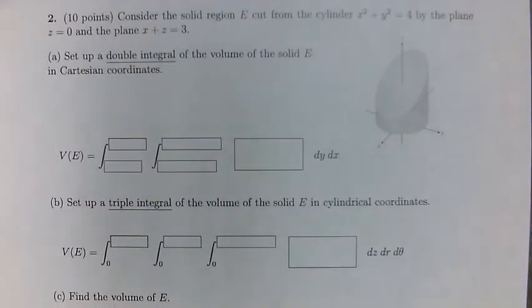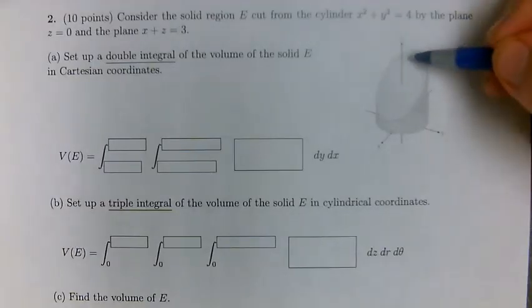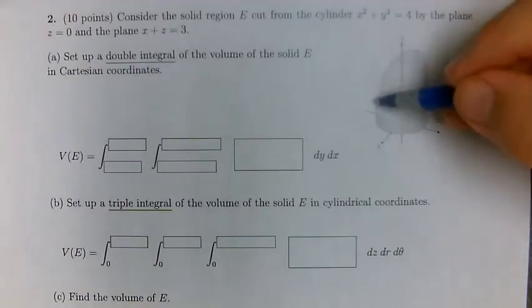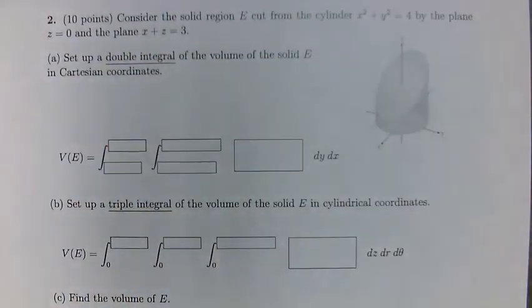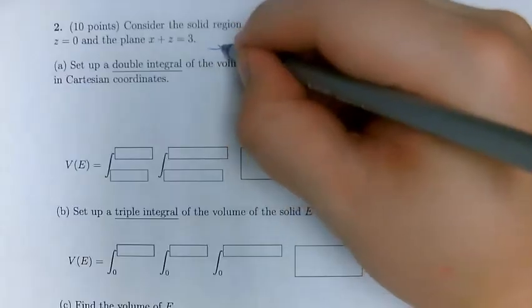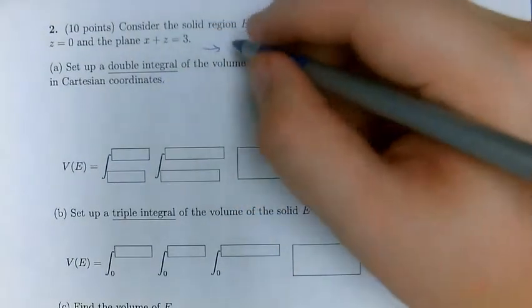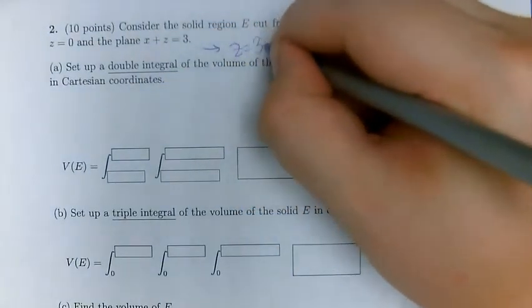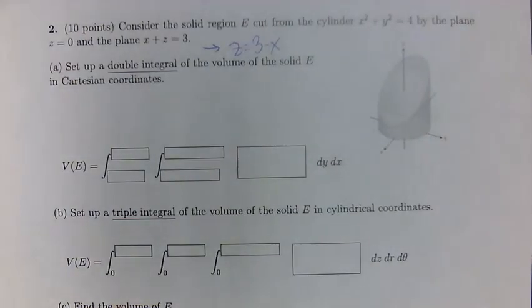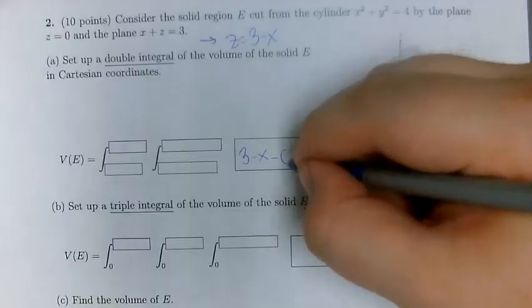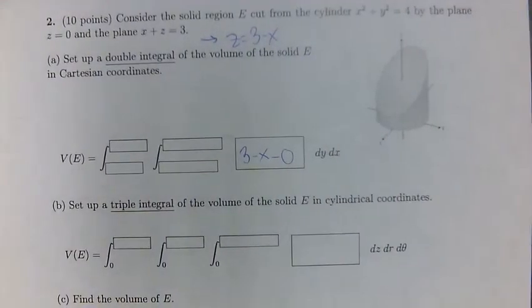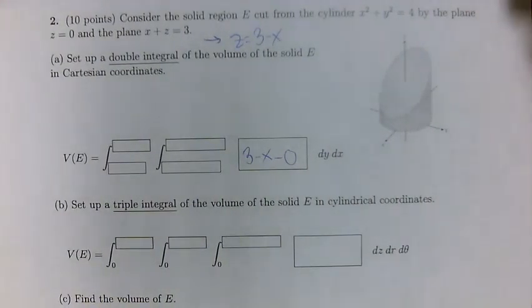Okay, so if we want to find a volume using a double integral, that means that our integrand needs to be our upper surface minus our lower surface. Now, our lower surface is Z equals 0, so I guess we don't really need anything like that. But to get our upper surface, we subtract X here, and we end up with Z is 3 minus X. So we have 3 minus X, and then technically we're doing minus 0, but we don't really need to put that there. All right, now we need to get our X and Y bounds.